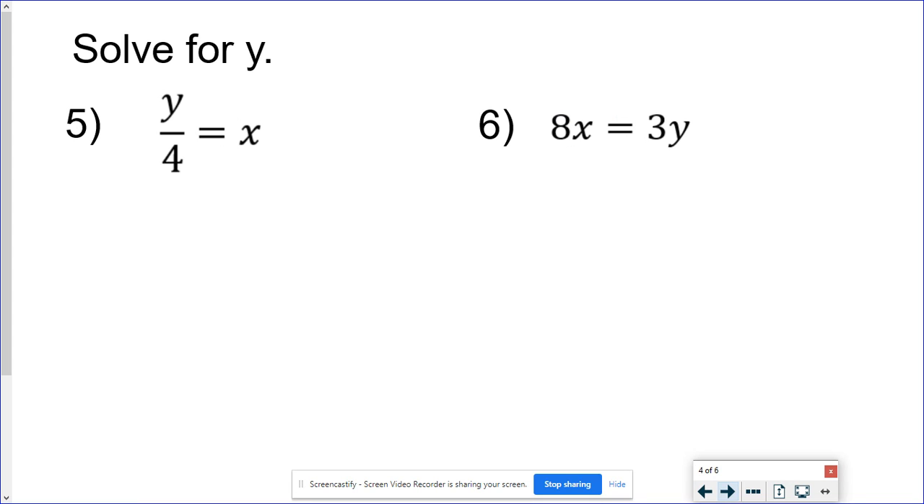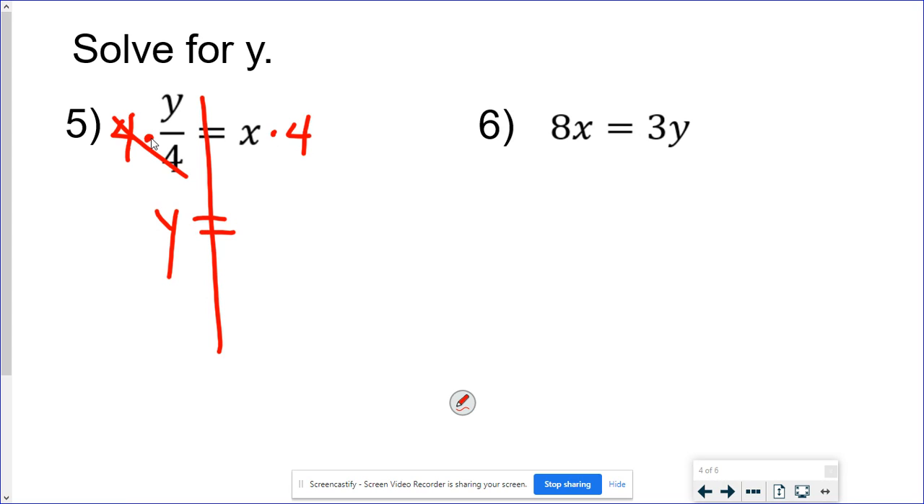In number 5, I would want to get rid of the dividing by 4 part. Remember, I'm trying to get the y by itself, so I would multiply by 4. Remember, multiplying goes on the sides, not underneath. And I'm going to get that y equals... I wouldn't usually write x4 either, I would write 4x.